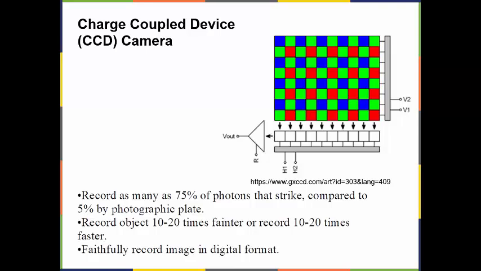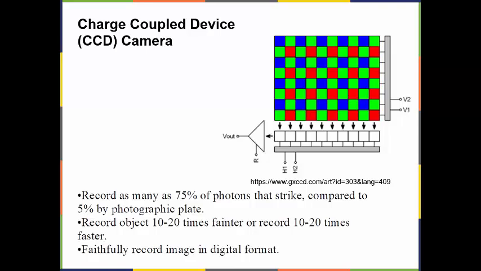Before cameras, we had to use film or photographic plates to record the image. This was a problem. We find that charge-coupled devices can record 75% of the photons that strike, and photographic plates can only do about 5%. This means with a CCD camera, we can record objects 10 to 20 times fainter or record 10 to 20 times faster.